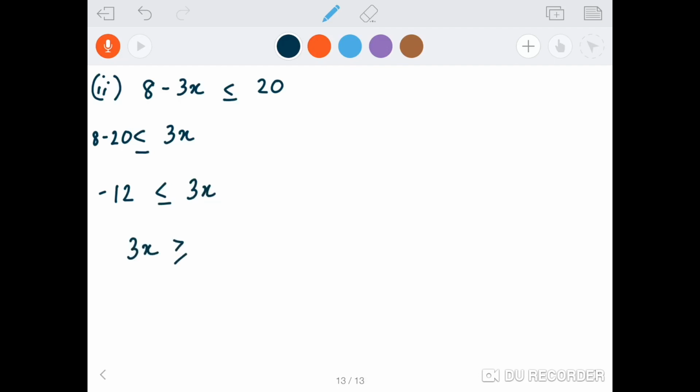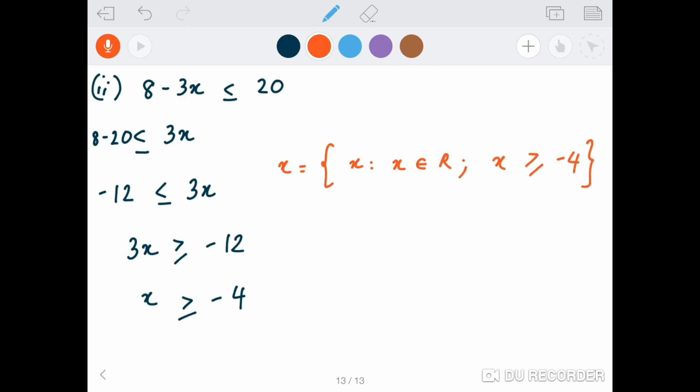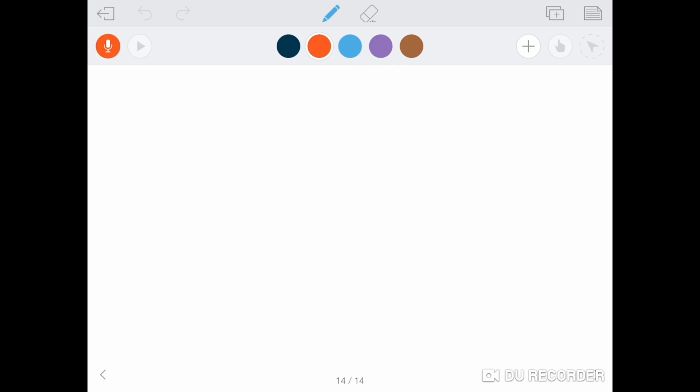So I like to keep my 3x on the right hand side. Remember, the pointed edge is towards minus 12. So eventually I'll get x is greater than or equal to minus 4. Please put this in set builder format because it belongs to R, real numbers. So you're just going to say x such that x belongs to R, x greater than or equal to minus 4. It basically tells you that it's any real number that is either equal to minus 4 or any real number that is greater than minus 4.